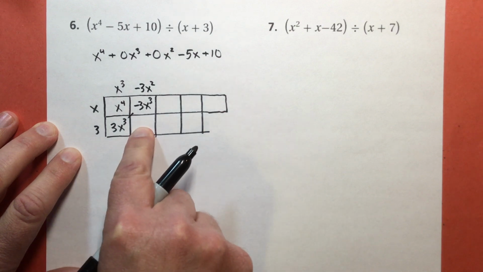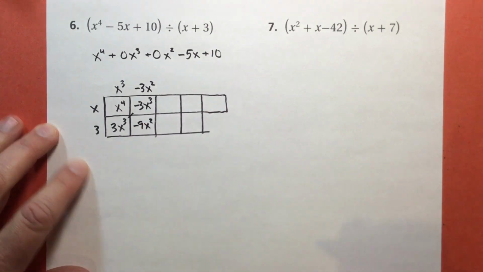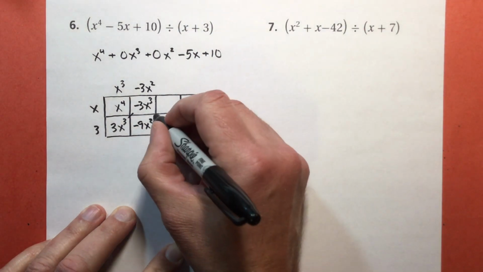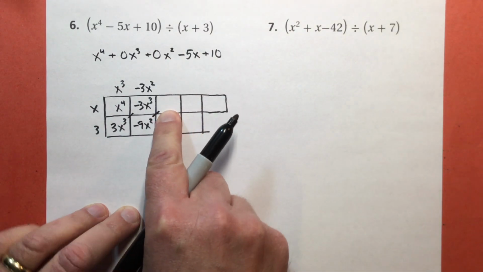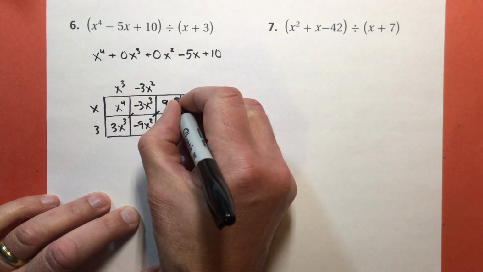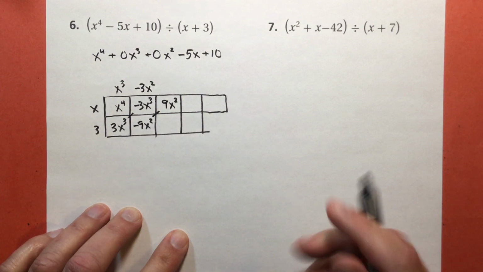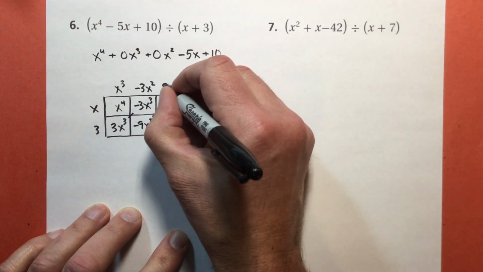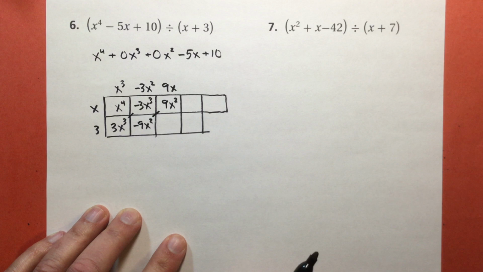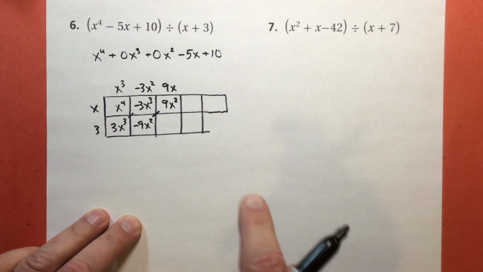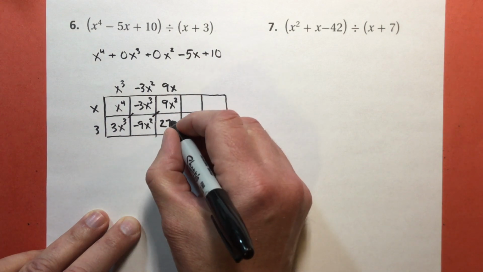What has to be in this box? 3 times negative 3x squared, which is negative 9x squared. These two boxes have to add up to 0. So what has to be in this box? Positive 9x squared. What has to be at the top? 9x, because 9x times x is 9x squared. What has to be in this box? 3 times 9 is 27, so 3 times 9x is 27x.